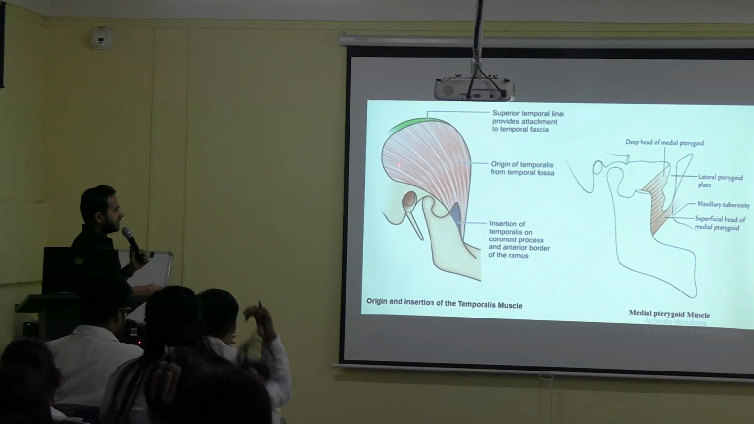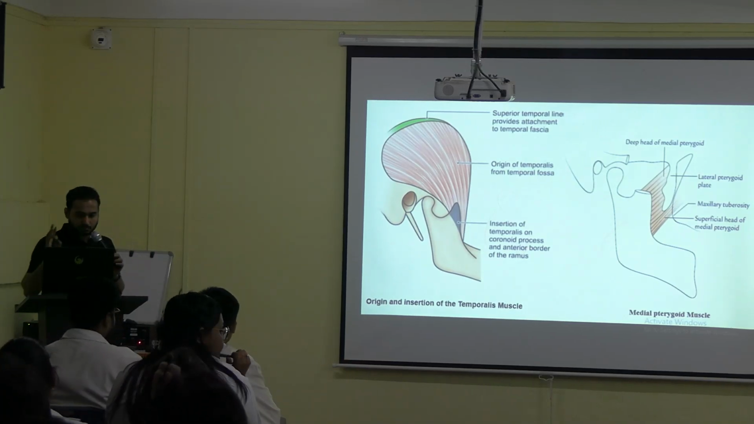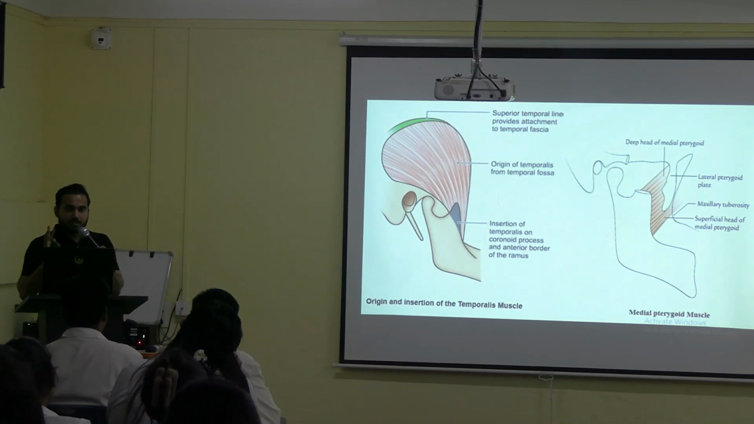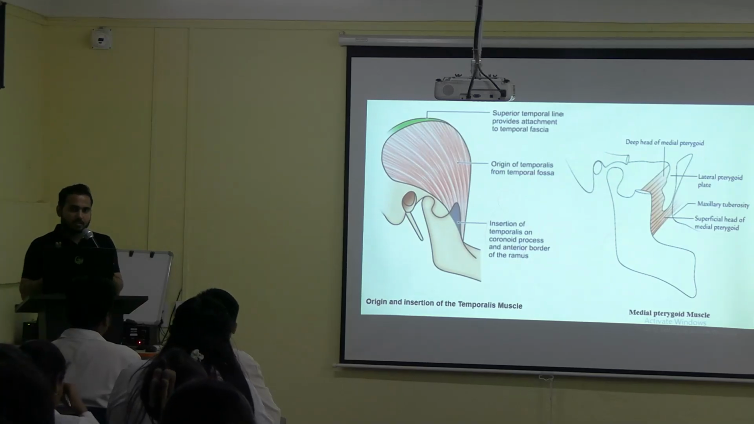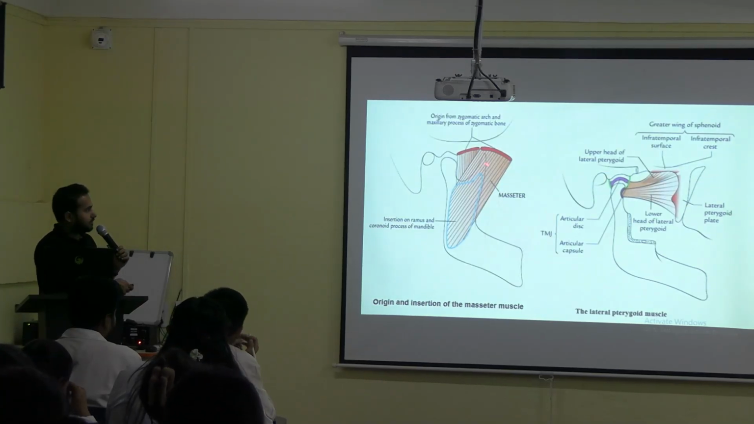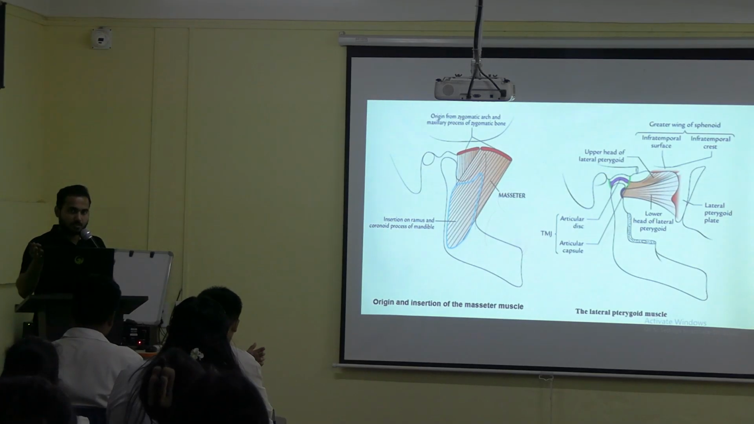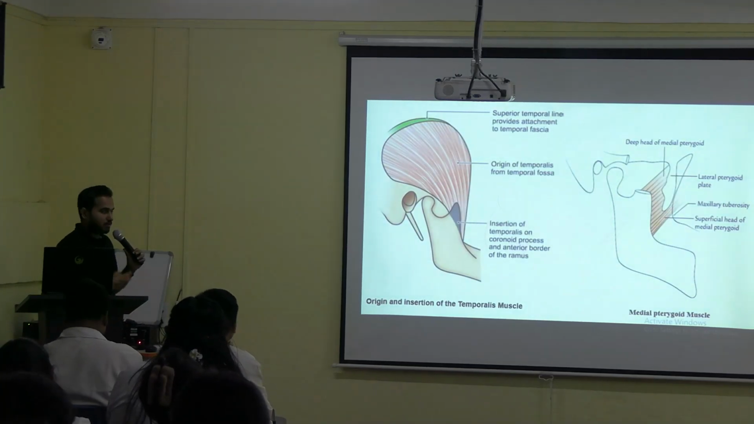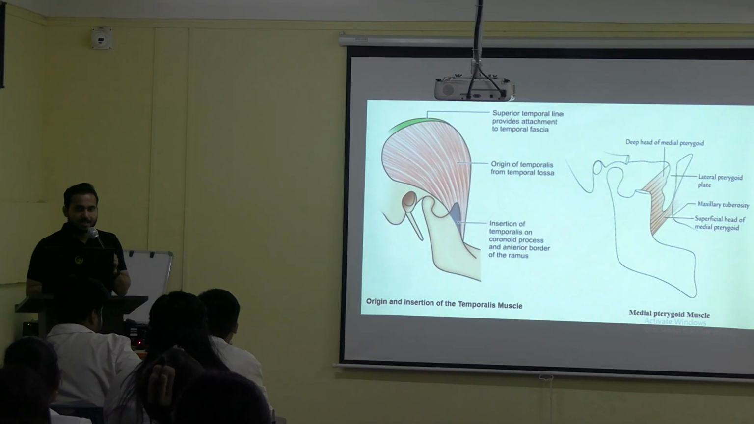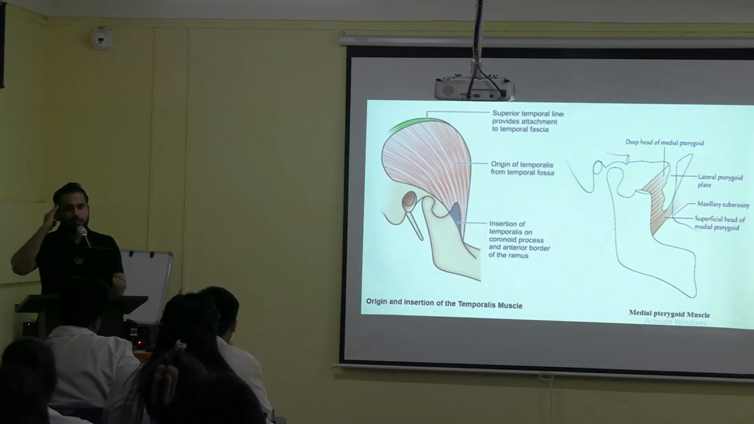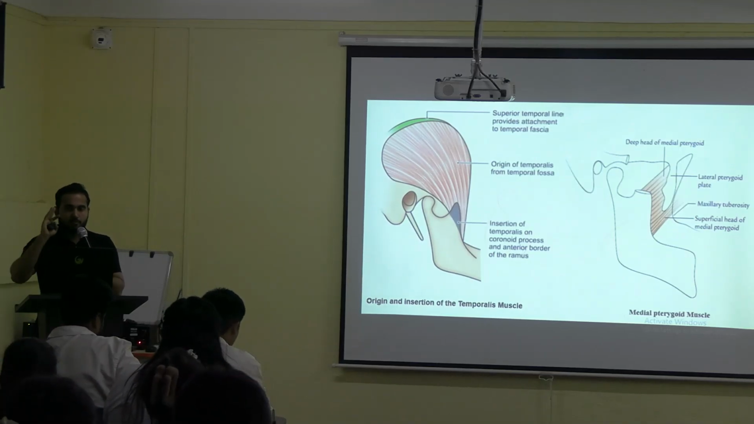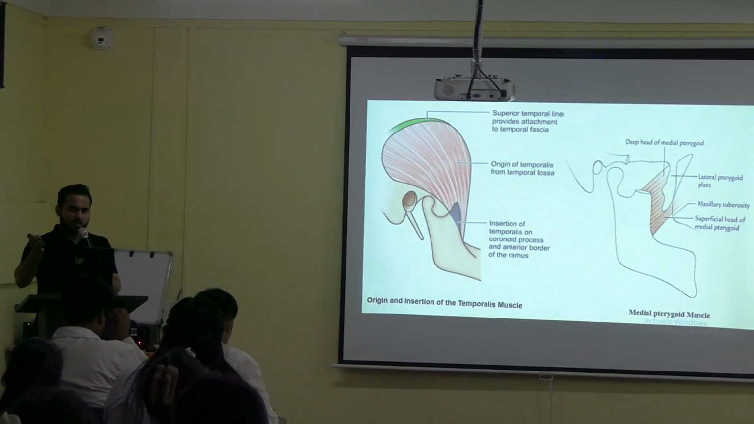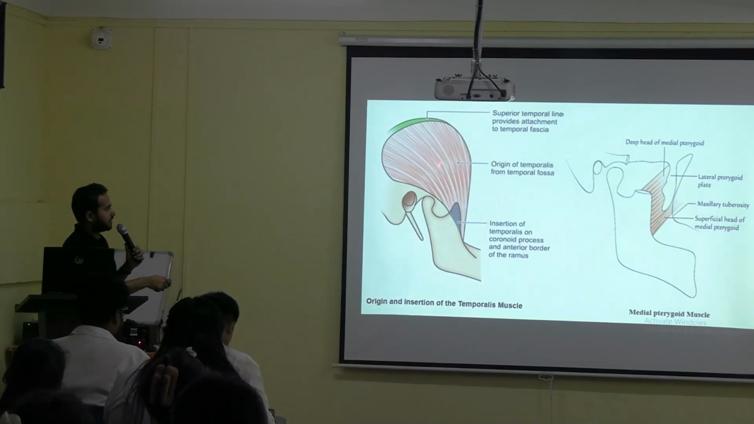First, let's start with the temporalis muscle. Now, in case of temporalis muscle, previously I have shown the diagram of the masseter muscle, and I was explaining about the temporalis muscle. Very sorry. Now, this is the temporalis muscle. So, what is the origin of the temporalis muscle? As I have mentioned, it is from the floor of the temporal fossa and temporal fascia.